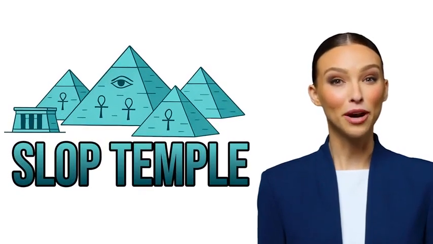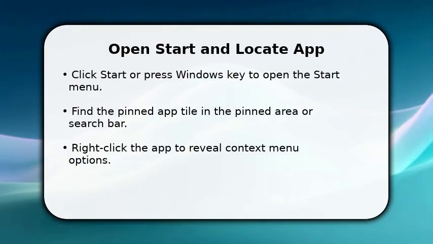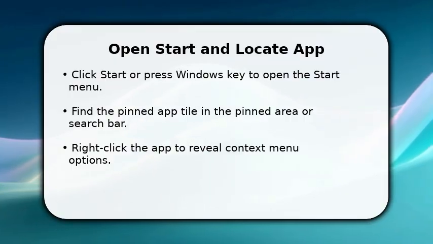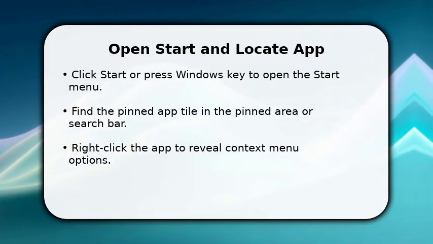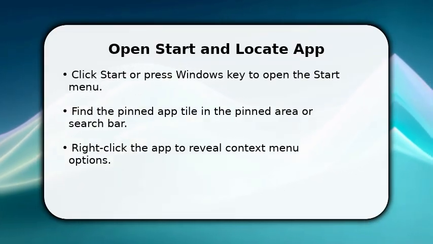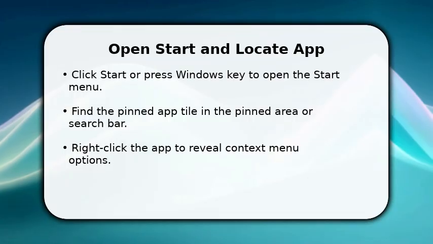We pray this video helps. You start by opening Start. Click the Windows key now. Once visible, scan the pinned area for the app tile you want removed or type its name into search to highlight it quickly. Right-click the tile to expose the context menu.